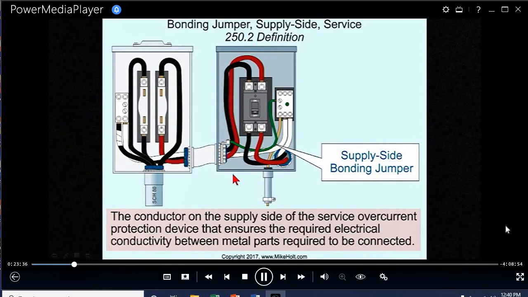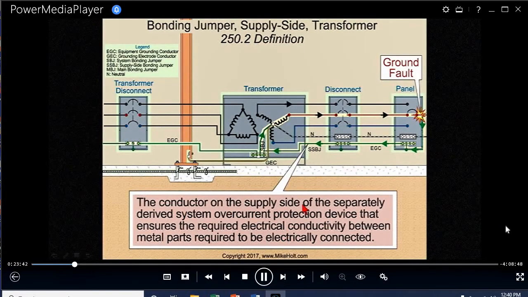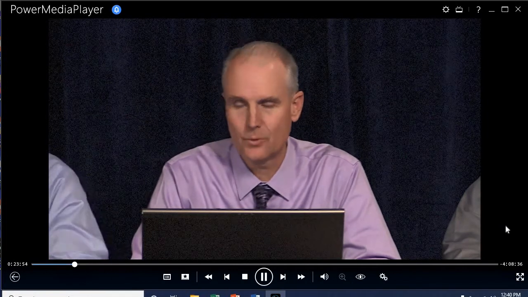So in this definition, I say the conductor on the supply side of the service overcurrent protection device. Over here, the conductor on the supply side of the separately derived system overcurrent protection device. But in reality, the code would have said all the words were the same thing, except it would have said supply side of service or separately derived system overcurrent protection device. I've split it up so people can understand that there are two different conditions, but there's only one definition. All right?